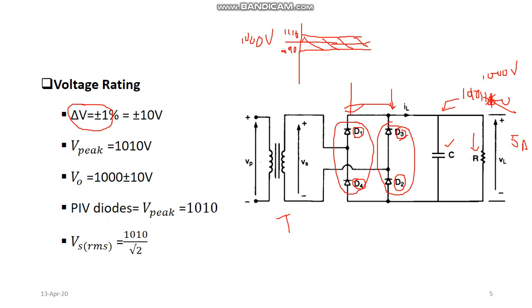D1 and D4 cannot operate at the same time, and similarly D3 and D2 will not be operating at the same time, which means whatever the value of the voltage appearing over this node or this node will appear across only one diode. So the peak inverse voltage of the diode will be 1010 volts. If both of these diodes were operating, we could have considered the peak inverse voltage of one diode to be 1000 volt by 2.